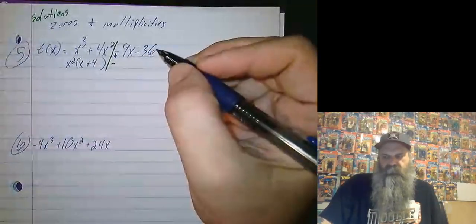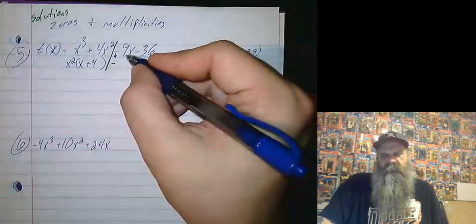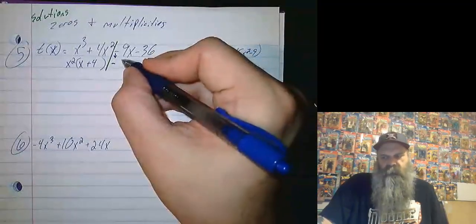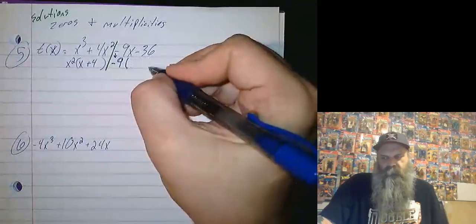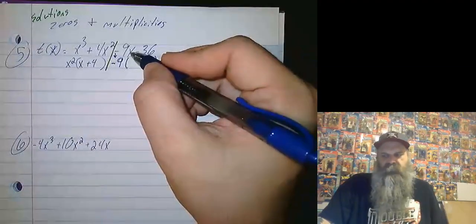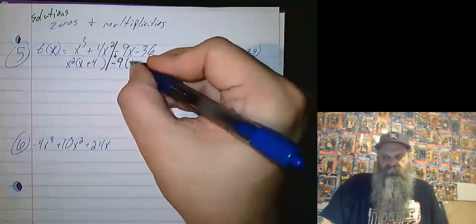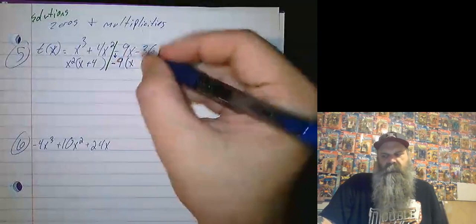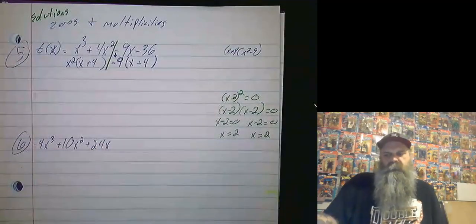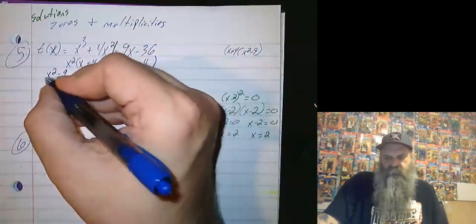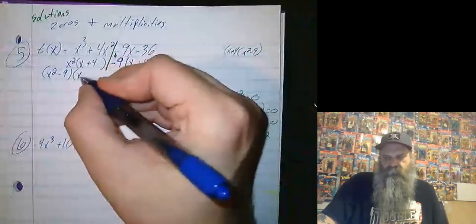Always bring down this sign. I have a coefficient of 9, and 36 is divisible by 9. So we're going to factor out a 9. Well, a negative 9. Negative 9x divided by negative 9 is just x. Negative 36 divided by negative 9 is positive 4. So those matched, and that's great. So we have x squared minus 9 times x plus 4.